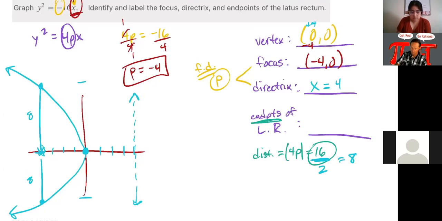Okay, so what would those endpoints be? Well, remember, we already have this, and we're just going to add 8, and we're going to subtract 8 to that focal point to get those. And again, those would be in the y direction this time, not the x. So I will take my focus, and I will add and subtract 8 to the y value. So we would get negative 4, 8, and negative 4, negative 8.